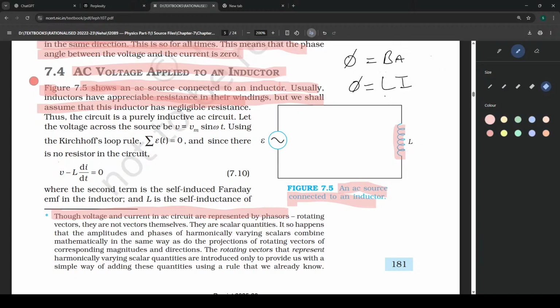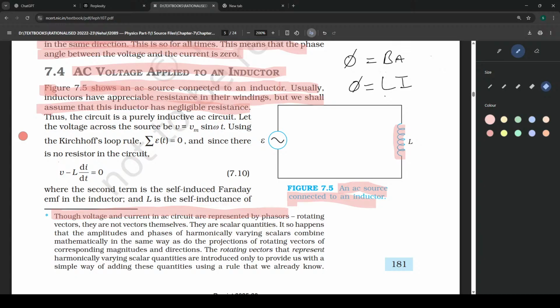Basically, we saw the prior one, a pure resistive circuit, where it did have a resistor, but it didn't have an inductor nor a capacitor. But in this case, this is a pure inductive circuit, meaning there is neither a resistor nor a capacitor, only an inductor.